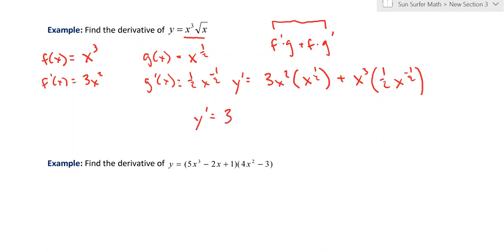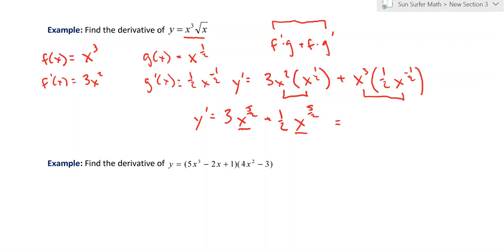We're going to have a 3. And so now we need to use our exponent rules to multiply the x's. We add the exponents, so that would be 2 plus 1/2 would be 2.5 or 5/2. And then we have a 1/2 as a coefficient here. And then multiplying the x's, 3 plus a negative 1/2 would be 2.5 or 5/2. So we now have common exponents. We have the same exponent. Those are similar terms. And so we can combine them.